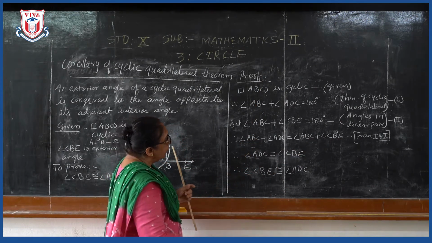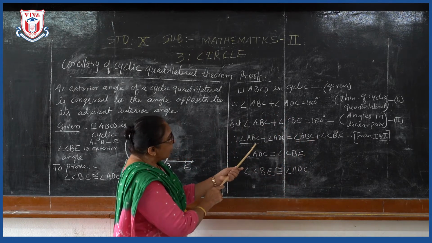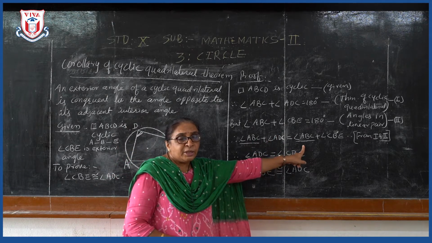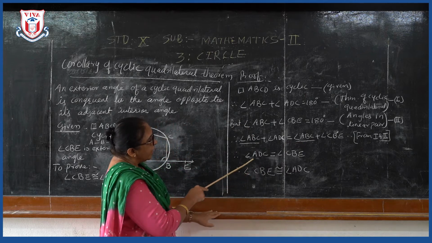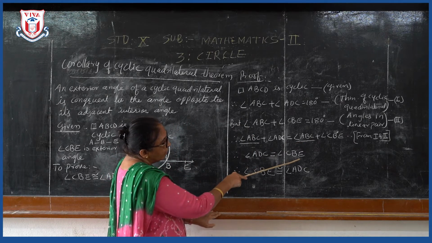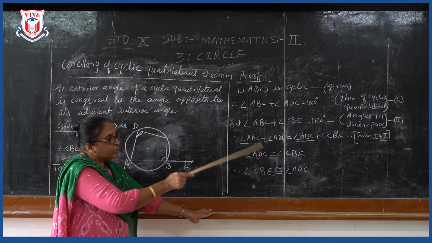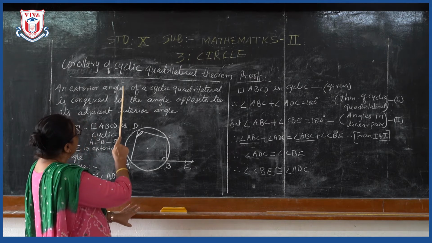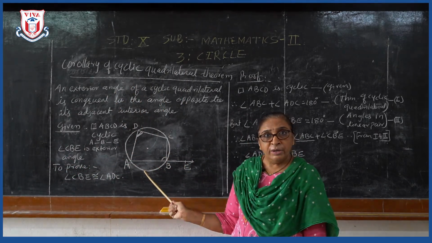Now, here if you see, angle ABC is common in both sides, so we can subtract this angle ABC from both sides, or cancelling angle ABC from both sides, we get angle ADC is equal to angle CBE. That means angle CBE is congruent to angle ADC. So, the corollary statement can be proved here.